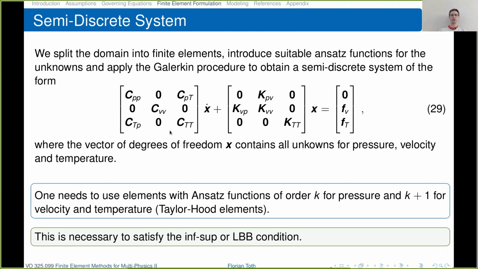Large parts of the system matrices are actually 0, and our degree of freedom vector x now contains all the unknowns for pressure, velocity, and temperature. What is important to mention here is that one needs to use elements with ansatz functions of order k for the pressure and one order higher, so k plus 1, for velocity and temperature fields. These are so-called Taylor-Hood elements. And this is necessary to satisfy the inf-sup or LBB condition.